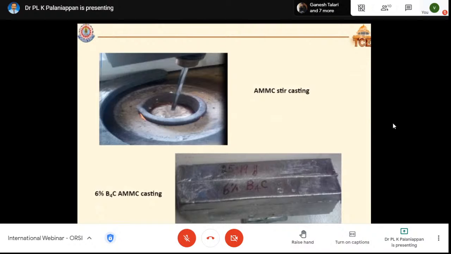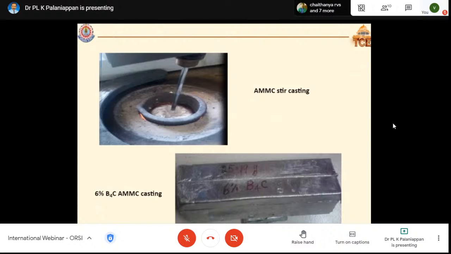So this is the equipment, the stir casting furnace. You can see the stirrer in action, so it is melting as well as the stirrer is doing the stirring action. The bottom one shows the casting that came out of it. I have shown only one casting, but we got three castings for the three percentages.